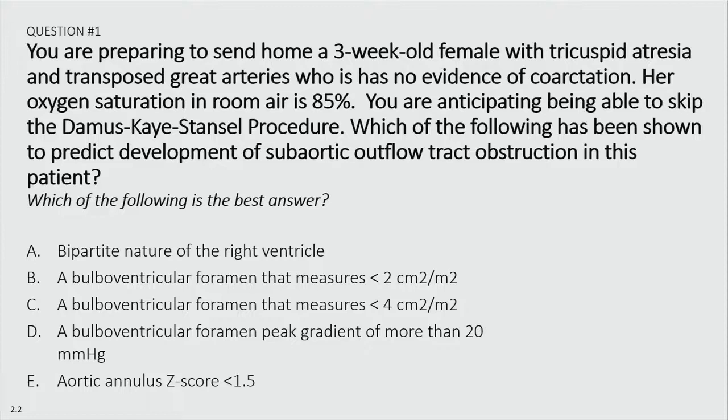A, bipartite nature of the right ventricle. B, a bulboventricular foramen that measures less than 2 centimeters squared per meter squared. C, a bulboventricular foramen that measures 4 centimeters squared per meter squared. D, a bulboventricular foramen peak gradient of more than 20 millimeters of mercury. And E, aortic annulus Z-score of less than 1.5. Choose your answer.